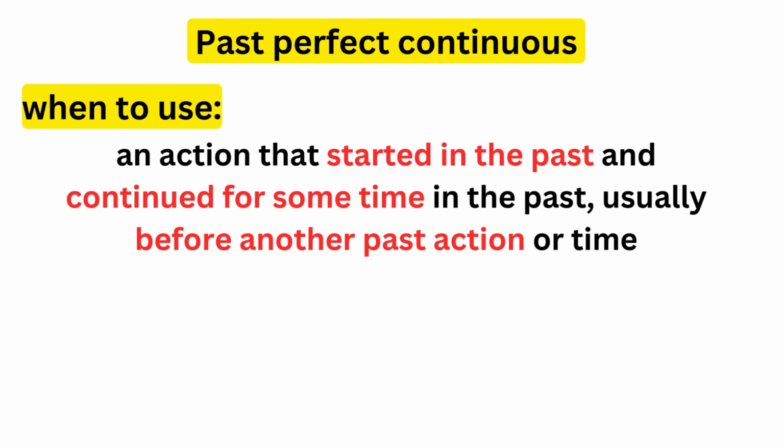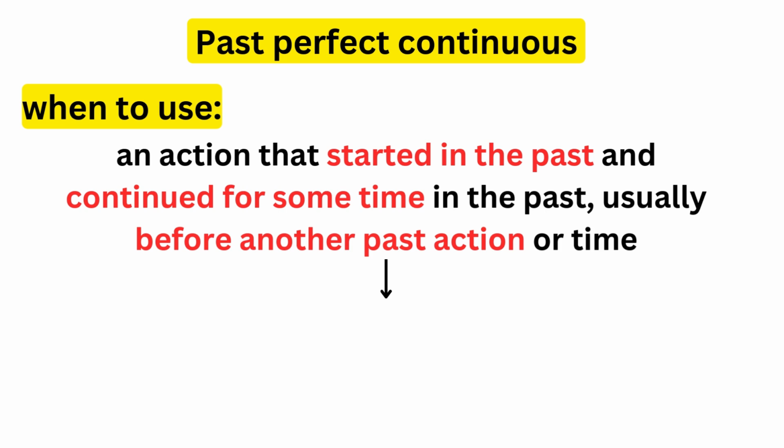Next one is past perfect continuous tense. The past perfect continuous tense is used to describe an action that started in the past and continued for some time in the past, usually before another past action or time. There are two past actions involved.